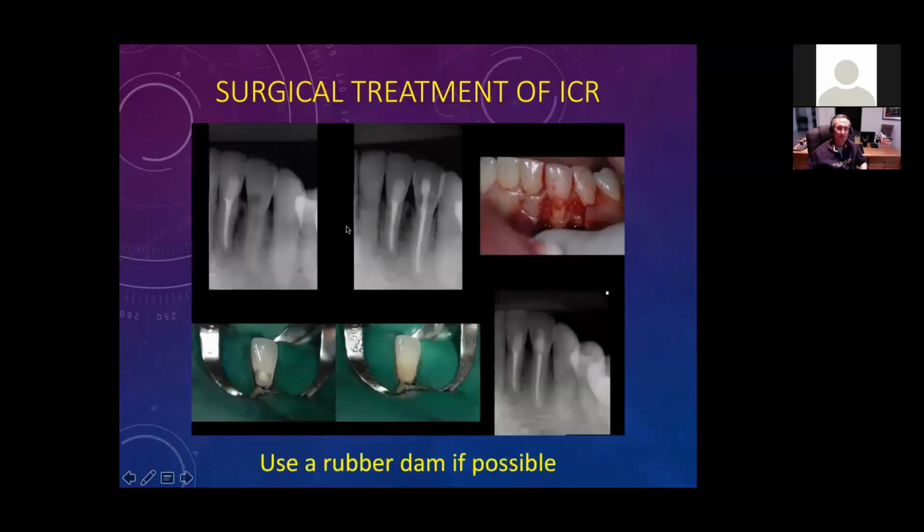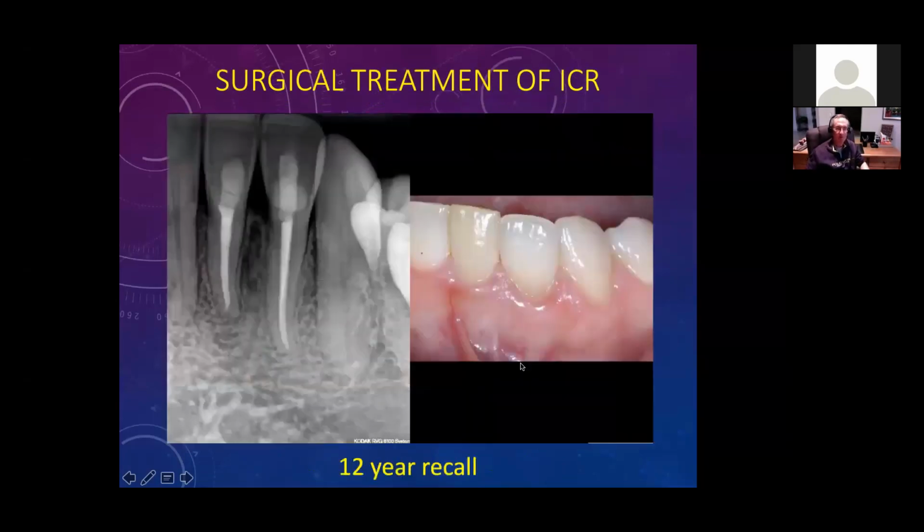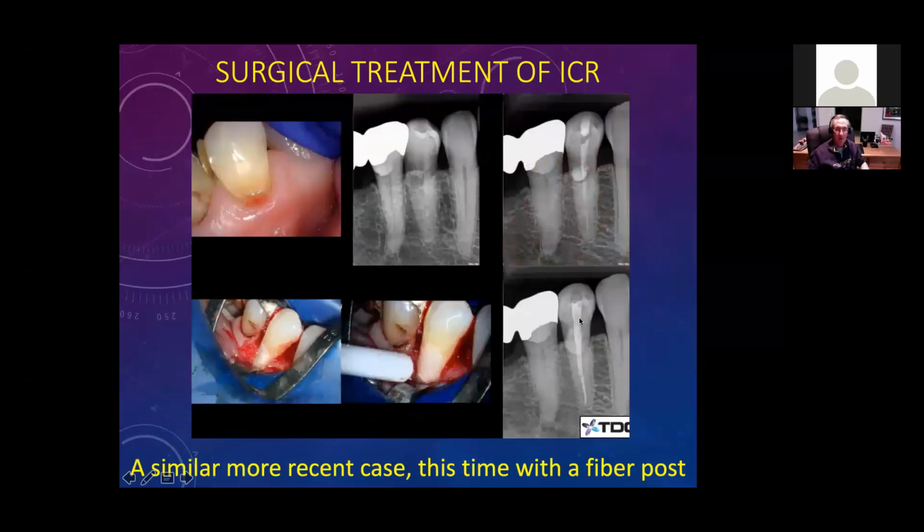So let me move on. This, another one, you can see the resorption here. This is an old case of mine. This was accessible, and we flapped it and we put a rubber dam on whenever we can. Here it is restored, here it is post-operative, and here it is at 12 years. Now nowadays, actually, I would probably put a fiber post in there to help strengthen the tooth. But I wasn't doing that at this point in time. Here, this is the clinical picture at 12 years.